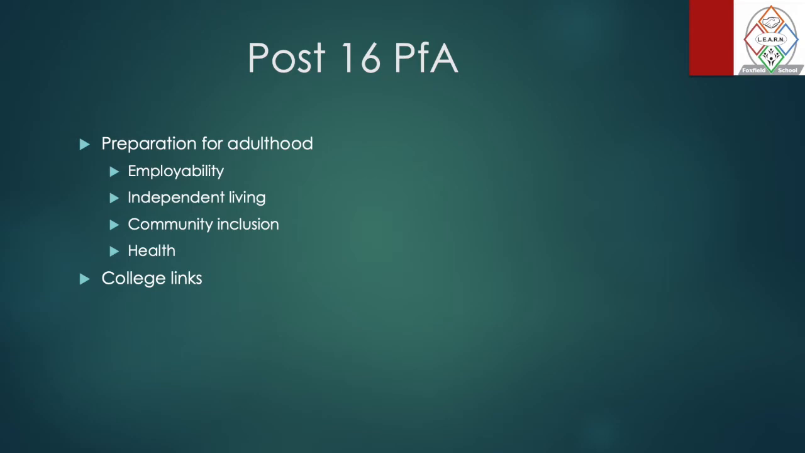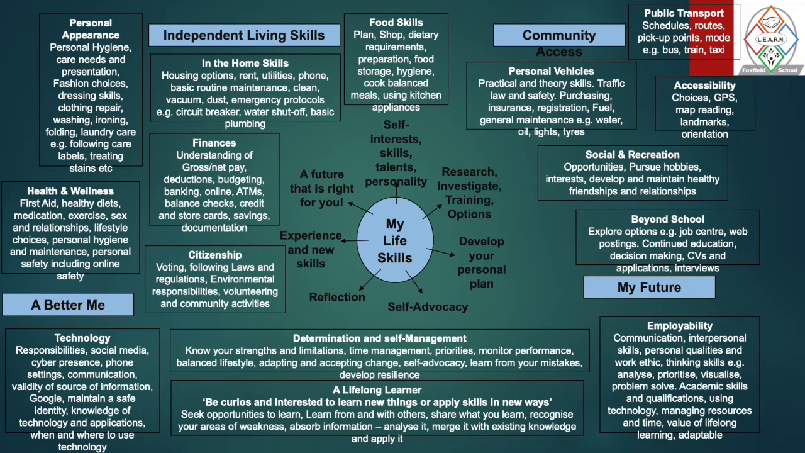And really, for us, this is our new post-16 creation. This gives an overview of what our post-16 will look like. Although we've slightly changed the names for the four areas of preparation for adulthood, it's really around independent living skills, again community access, my future through employability, etc., a better me, and most importantly, better life skills.